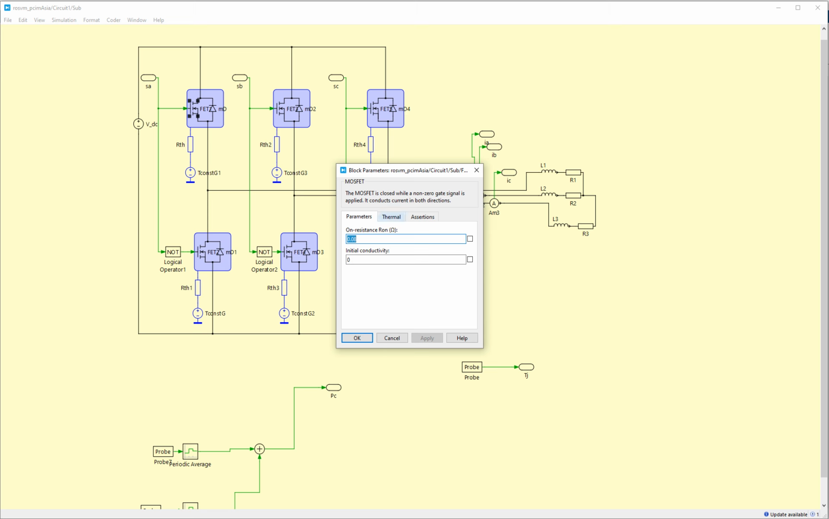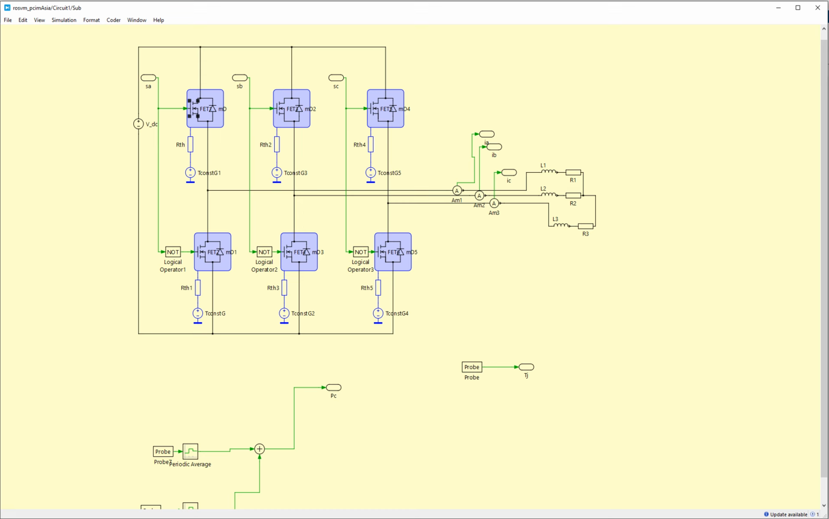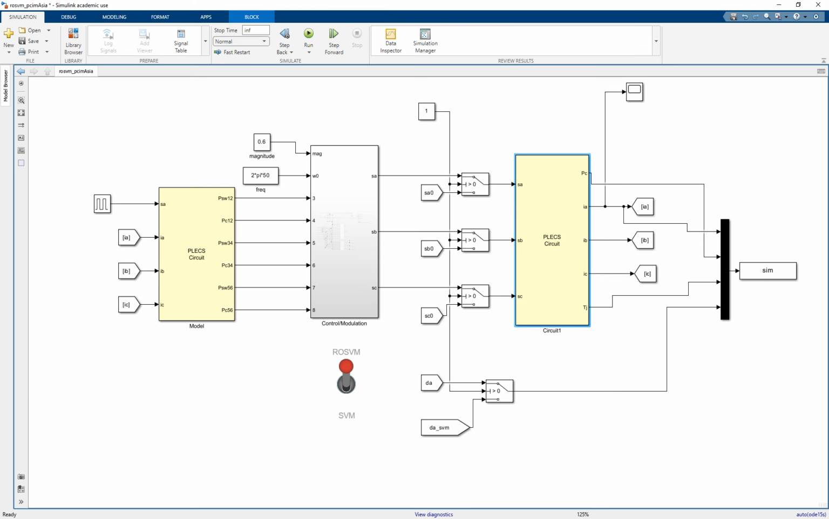So for example, I use this part number for the MOSFET, and I have an RL load here. And through these measurements, I capture the values for currents, and then I fit them back into the model here to update the power loss values.